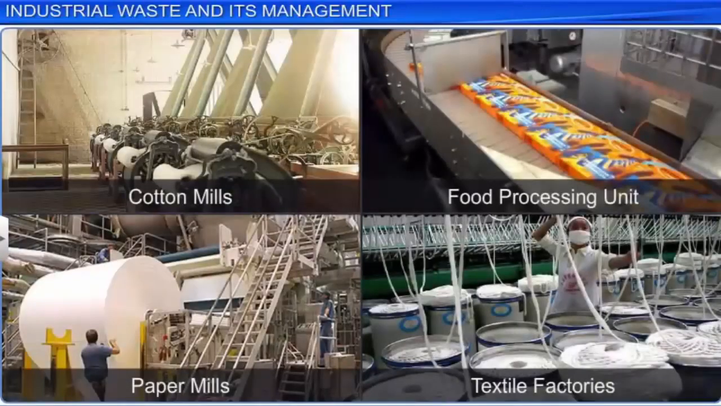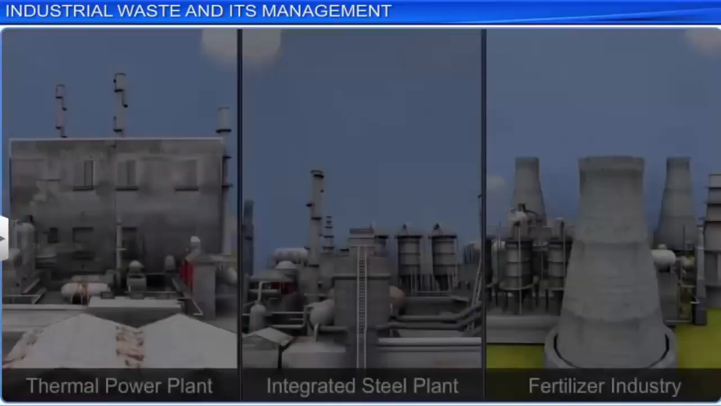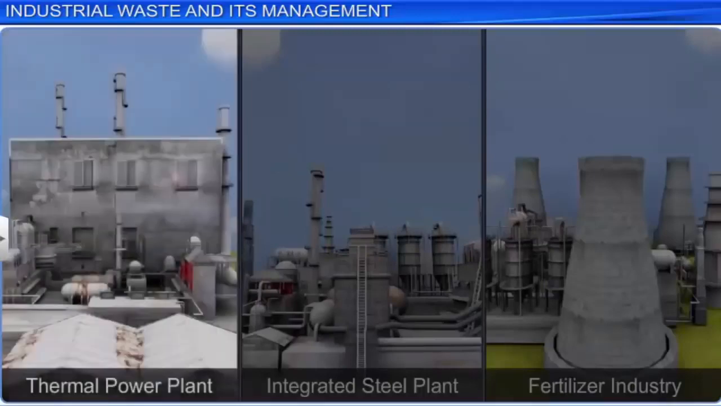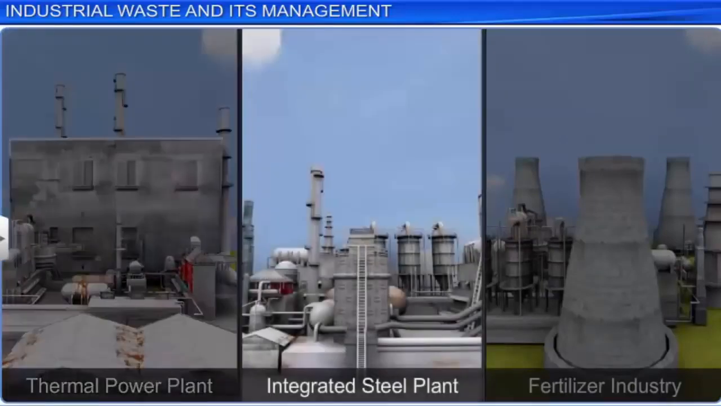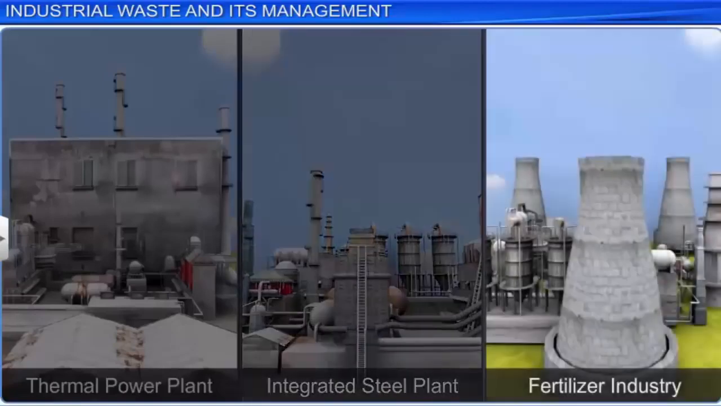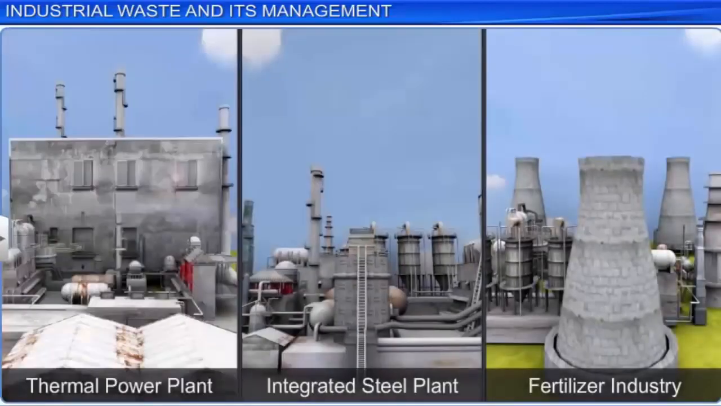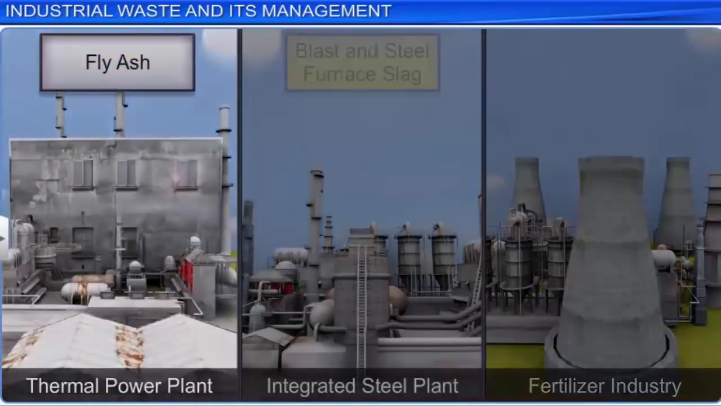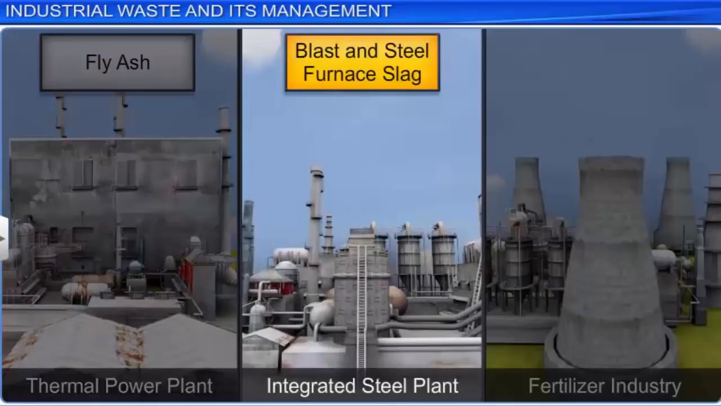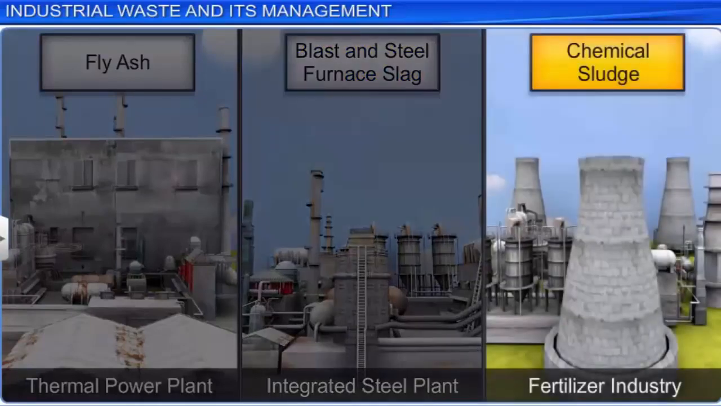Biodegradable waste is produced in industries like cotton mills, food processing units, paper mills, and textile factories. Non-biodegradable waste is produced by thermal power plants, integrated iron and steel plants, and fertilizer industries, among others. It includes fly ash, blast furnace slag, steel melting slag, and chemical sludge.